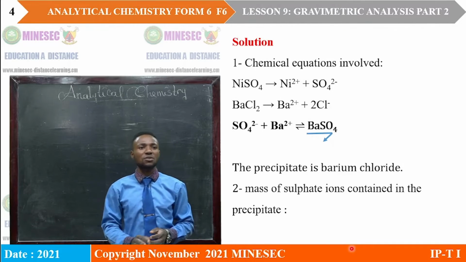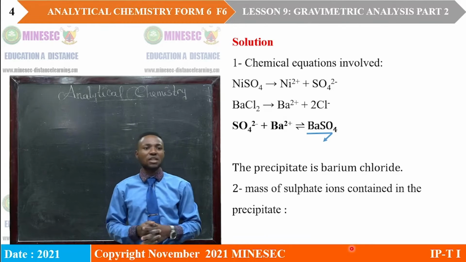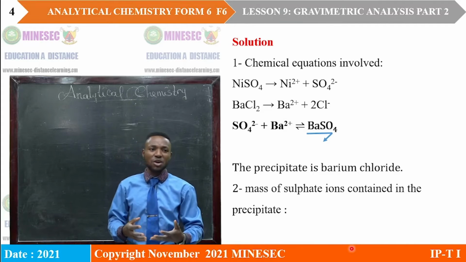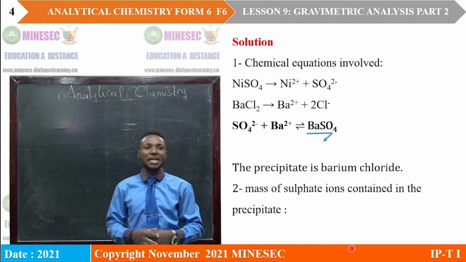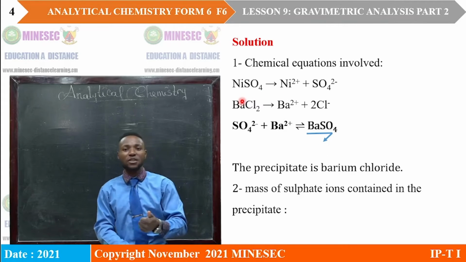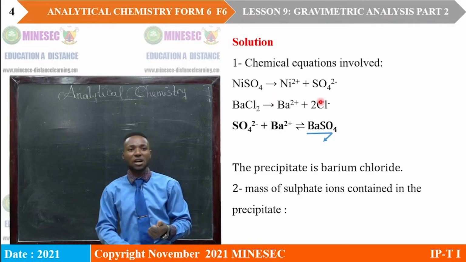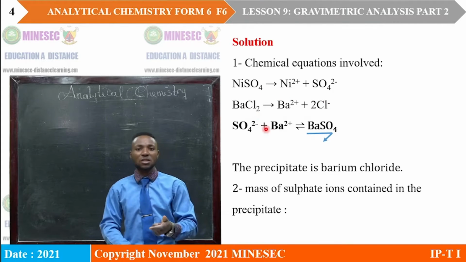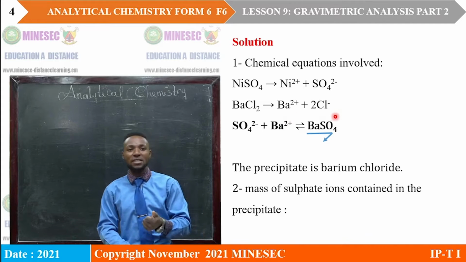So my dear students, to identify the precipitate, the first thing we need to do is to write the various equations that come into being. The first thing, we write the dissolution equation of the first substance, which is nickel sulfate. This is what we are going to have: nickel ion and sulfate ion. When barium chloride dissociates, it produces barium ion and chloride ion.